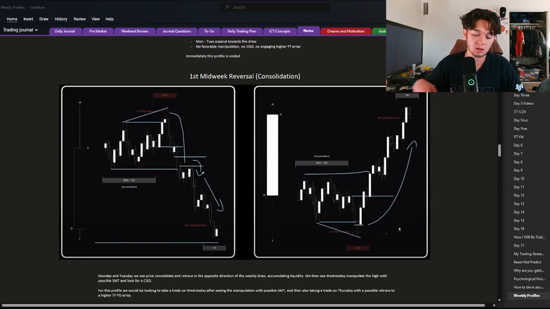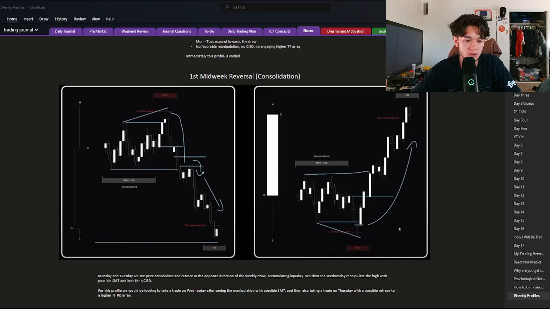So go over the bearish example. Monday, Tuesday, you can see we have consolidation. We form a high on Monday. We then have Wednesday open and sweep this high. We get possible SMT divergence, and then we get a change in the state of delivery, closing through this open close candle.